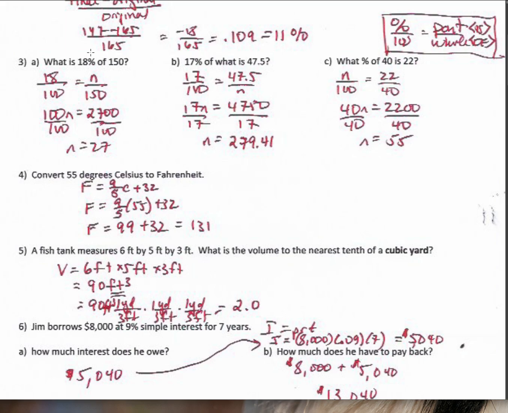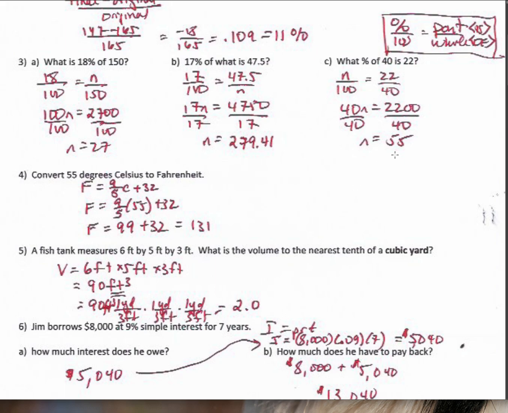Next case, 17%. So 17 goes in the upper left. Of what? So the n goes in the bottom where the of goes. And 47.5 is the is. So that goes in the upper right. Cross multiply. 17n is 4750. Dividing by 17, I get 279.41. And you might say, I don't know about this rounding off thing, but remember, your test is entirely multiple choice, so you'll have a pretty good idea of what it is that you need to do there.